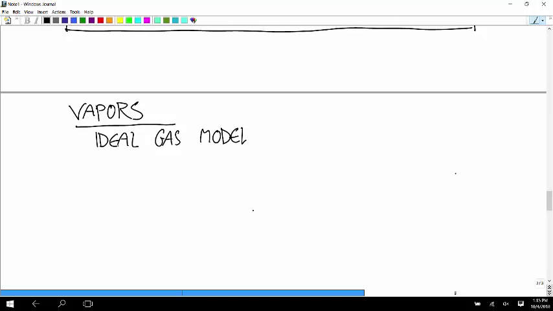Okay, no problem. All right, so ideal gas law. This is going to be super important. This fact is amazing.